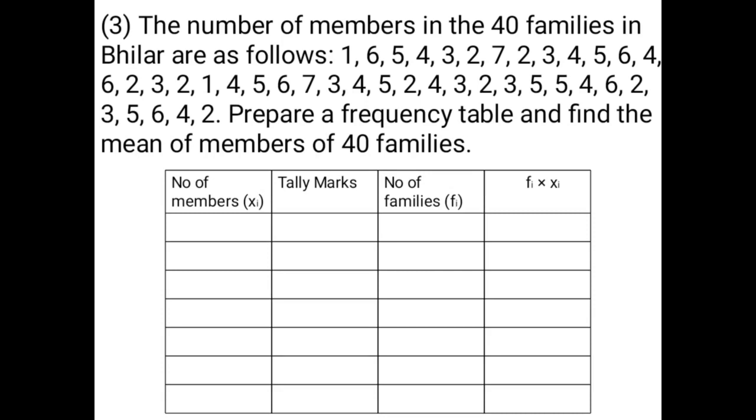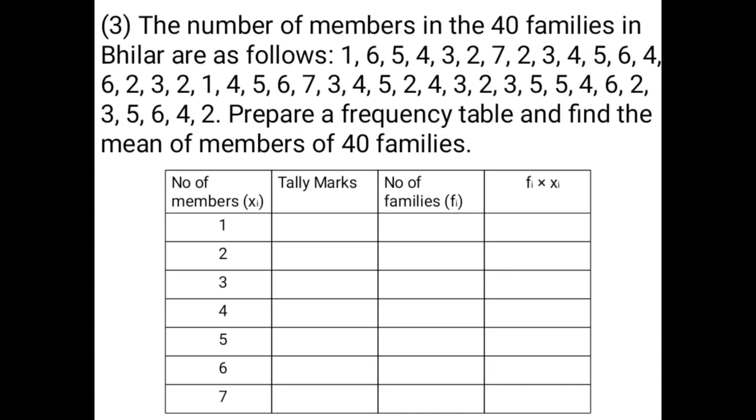In first column you have to write number of members in bracket xi. In second column you have to write tally marks. In third column you have to write number of families in bracket Fi. In fourth column you have to write Fi into xi. In the first column, that is number of members xi, you have to arrange the numbers vertically in ascending order from 1 to 7 like this way.